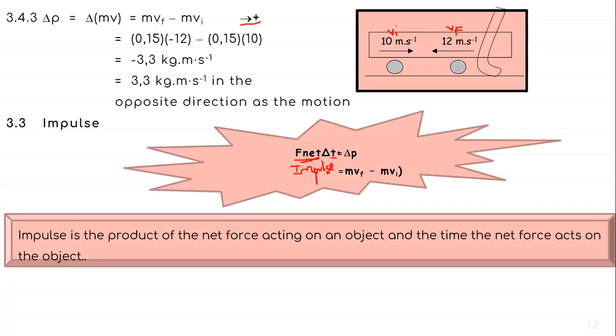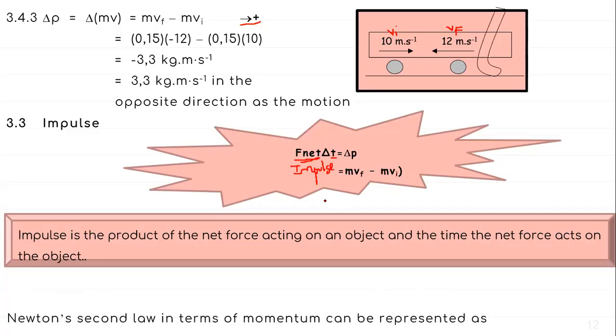So in a formula, F net delta T is equal to delta P. So this is impulse. When you just look at one, it's F net. When you just look at the other, it's the change in time, which we call the contact time, the time the net force is acting on the object, but together as a product, it gives you impulse. And that is equal to the change in momentum. So when you perform your calculations further, you will say change in momentum is mvf minus mvi if we require you to calculate the impulse. So that is what we refer to as impulse.